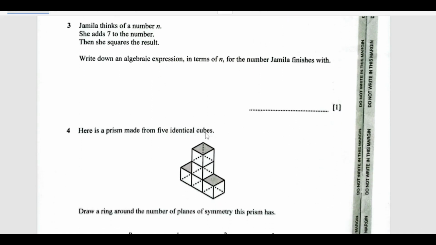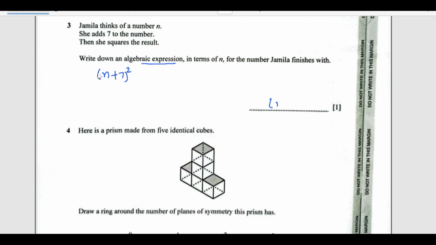Jamila thinks of a number n. She then adds 7 to the number, then squares the result. Write down the algebraic expression. First she adds 7 to n, then squares it, so you see it makes a difference. So (n + 7) squared is the expression. You can leave it like this because this is just a 1 mark question, no need to expand it.